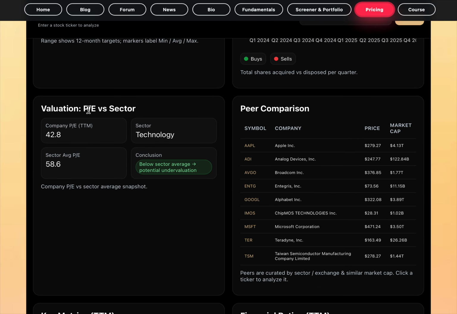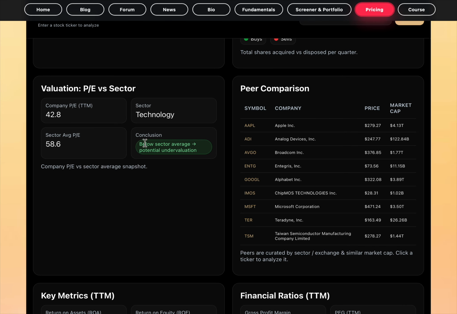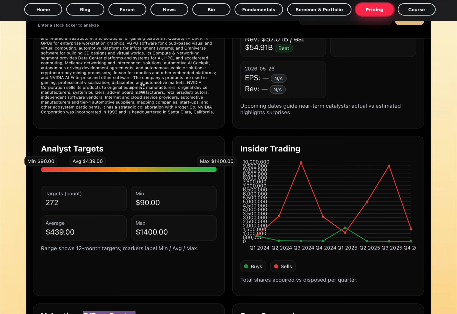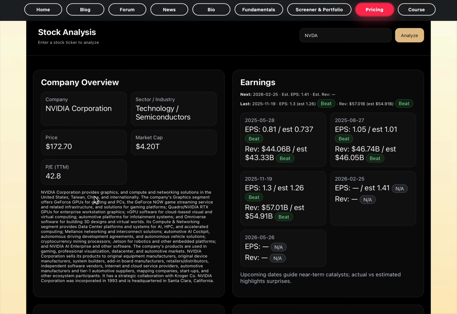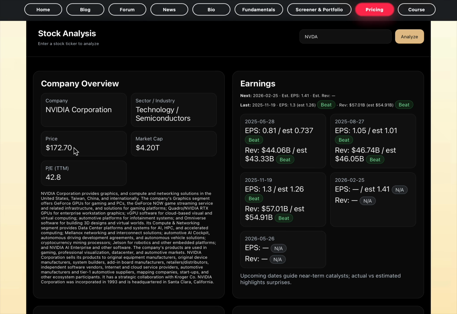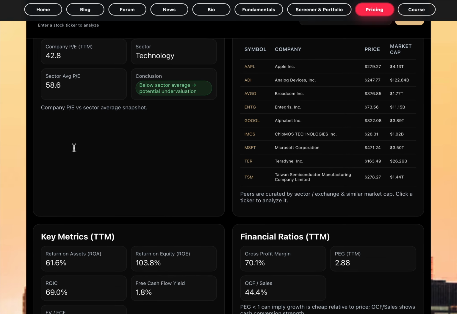Again, you can see the price to earnings valuation. The sector is 58, the company is 42. It means almost fairly valued. Below the sector average, potential undervaluation, but it's close to the sector average. That's why it is mostly fairly valued based on this ratio. But do not compare it on just one ratio. Again, you have the price target here. The average is 439. The current price is 172. Means that the stock is undervalued based on analyst consensus assumption.